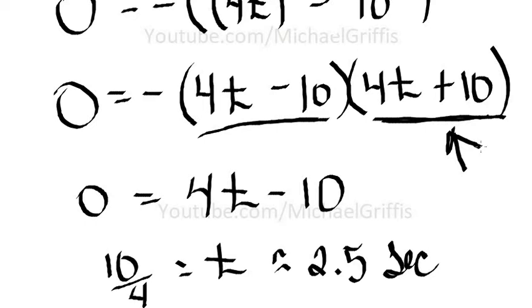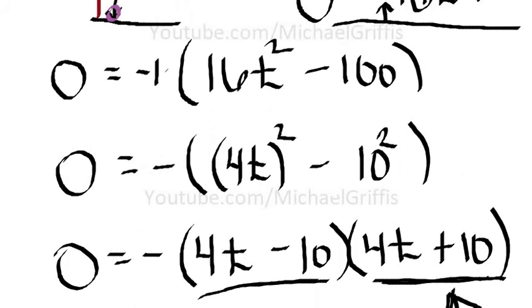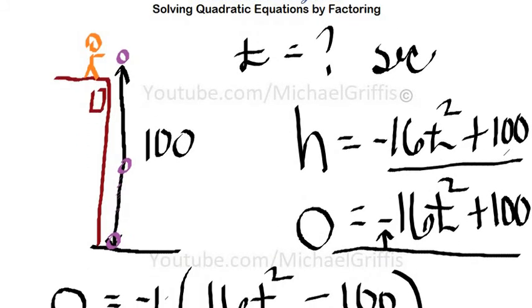What about this one? We've got to set that equal to 0 also. But when we set that equal to 0, we get negative 2.5 seconds, and we want to go with the positive 2.5 seconds. So we go back up here. How long does it take when he drops the ball and they time it? It's going to take 2.5 seconds. That's pretty cool, isn't it?